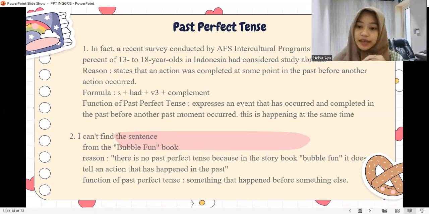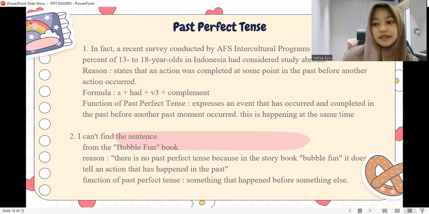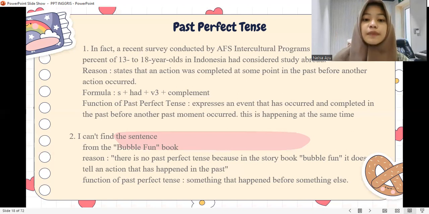Formula: subject plus had plus verb three plus complement. The function of the past perfect tense is to express an event that has occurred and been completed in the past before another past moment occurred.